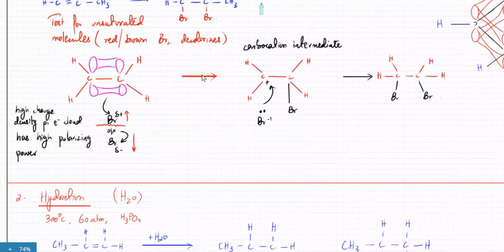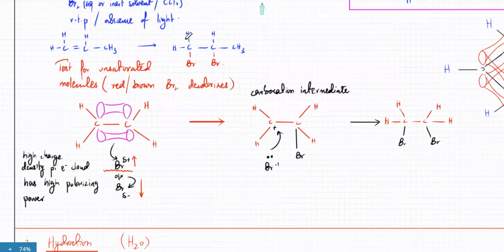Compared to alkenes, in alkenes the polarization is high because it's got a high charge density. This double bond over here, the electrons are more localized. They are all concentrated at a very specific point. So they push the electrons very strongly. And the positive bromine gets attracted to the electrons very strongly, and the negative bromine gets pushed away very strongly. So there's going to be high polarization over here. And the reaction doesn't need any help because it happens at room temperature.